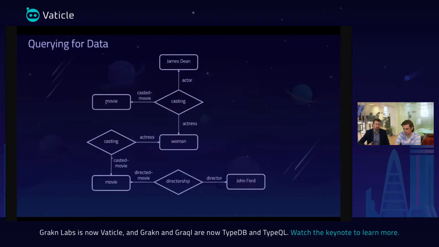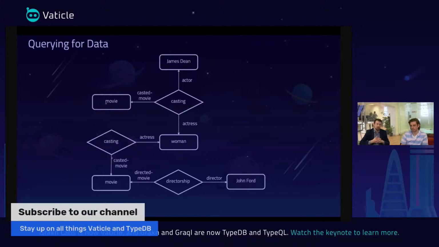But instead here, we can use the hypergraph model, and also the entity relationship model, where we're considering the use of roles to denote the context of the query. Because we want to say here that James Dean plays the role of an actor in a casting relation. And in that casting relation, there's also a movie that plays the role of casted movie, where a woman plays the role of actress, and so on. We can think differently in the query, more at a higher level.